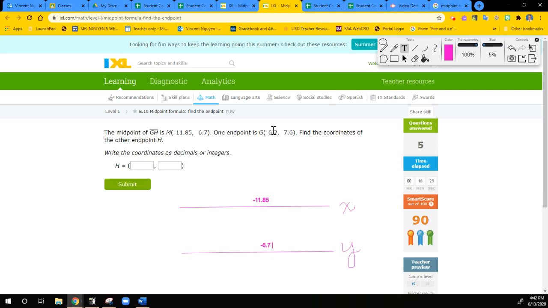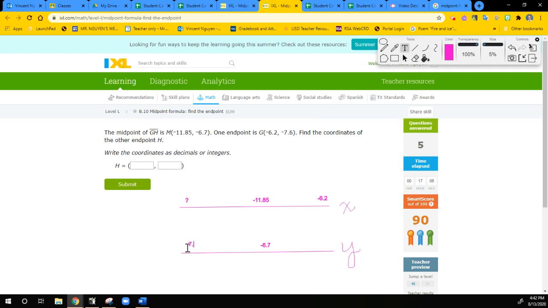Okay. The endpoint for X here, notice, watch this. The endpoint for X here is negative 6.2. Negative 6.2 is actually bigger than negative 11.85. So I'm going to put negative 6.2 over here. Okay? Because it's bigger. And so I'm looking for this point back here. Okay? Negative 6.7, and then the endpoint for the Y coordinate is negative 7.6. Negative 7.6 is actually smaller than negative 6.7. So I'm going to put negative 7.6 over here.